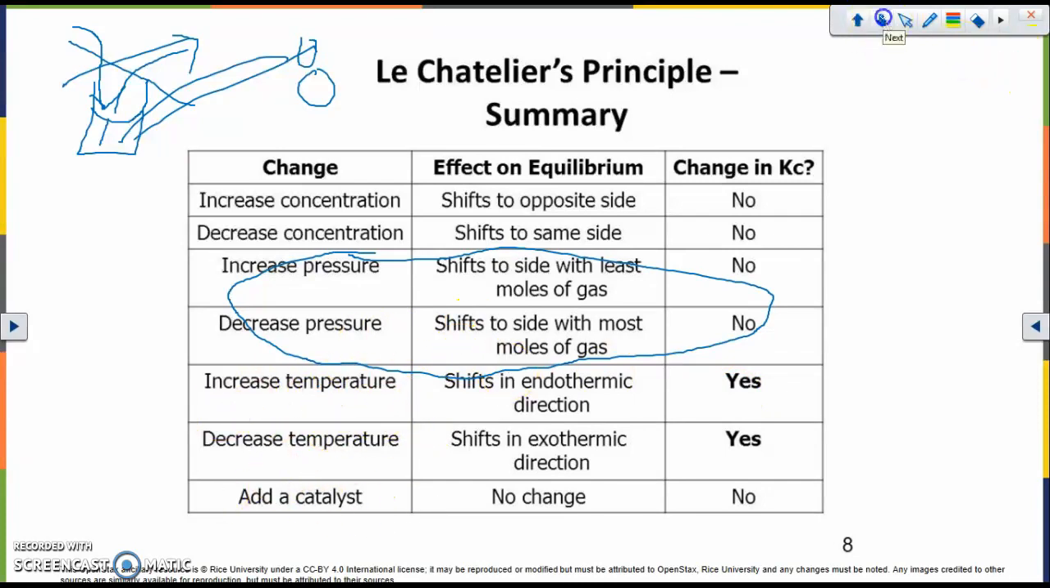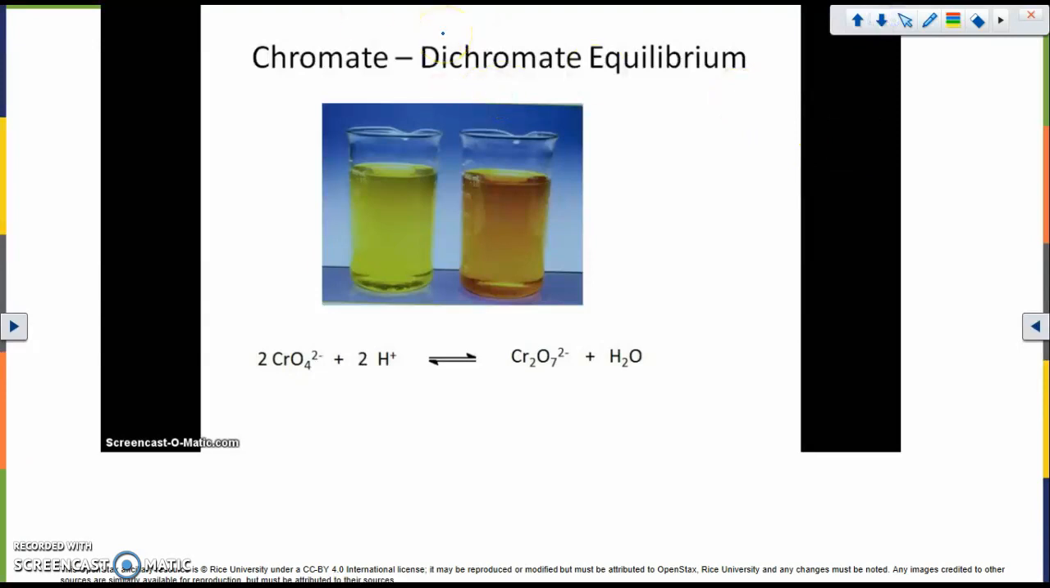So we might as well do an example here. Let's look at the chromate-dichromate equilibrium. FYI, this species here, folks, is yellow. This species here is orange. Water is obviously colorless, and hydrogen ions are colorless as well. So this is at equilibrium.